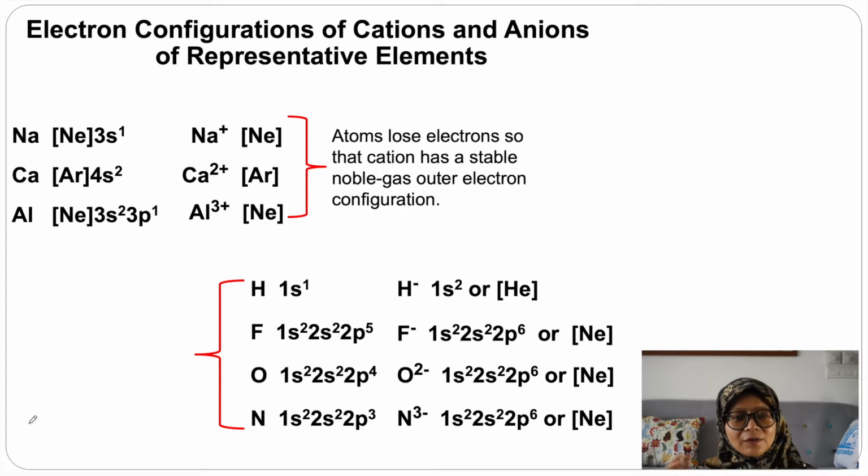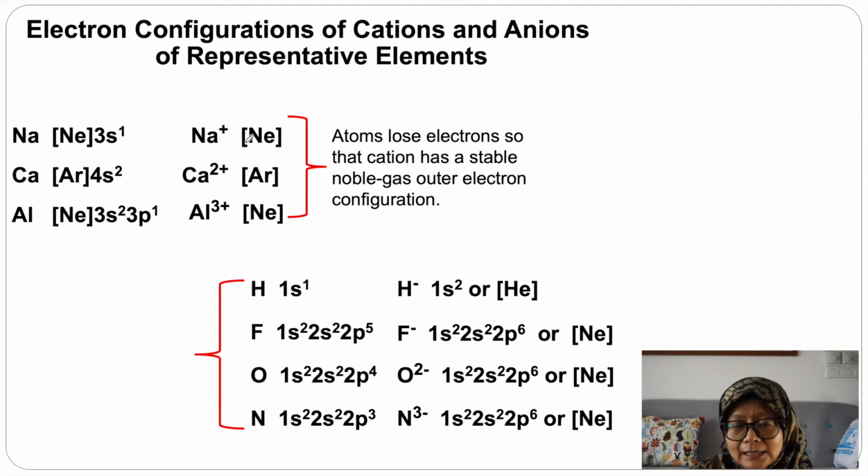For the first one, we have examples of cations. Before these atoms become cations or anions, they lose or gain electrons. Here we have cations, so the atoms lose electrons so that the cation has what we call a stable noble gas outer electron configuration.